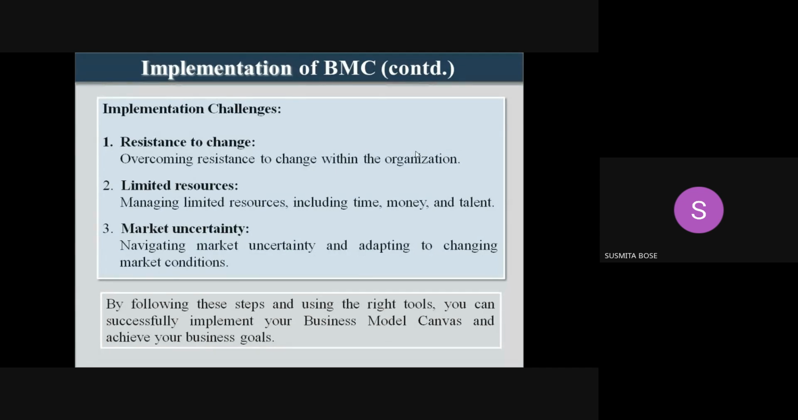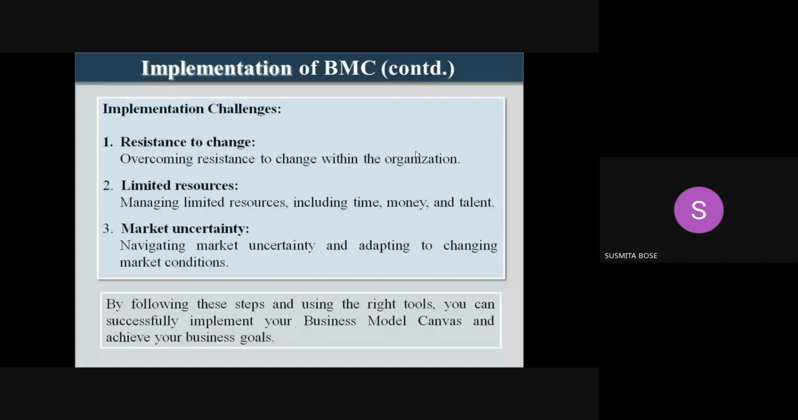The market is always uncertain. You cannot say that I've done all my market research, I've got all the feedback from the customers, now I'm absolutely 100% confident about my product, I launch it and it will be an instant hit. No, you cannot be that confident, because the market is uncertain and always susceptible to change. It's always changing. Customers' behavior is always changing. So by following these steps and using the right tools, you can successfully implement your business model canvas and achieve your business goal.